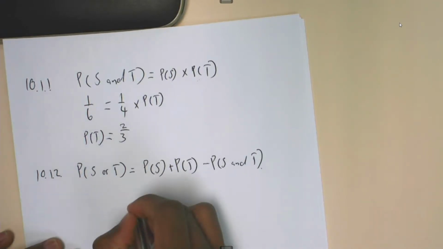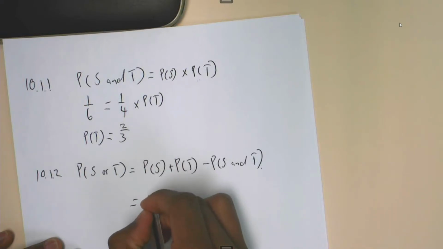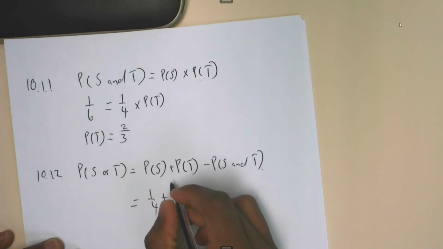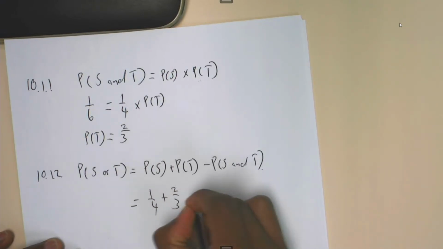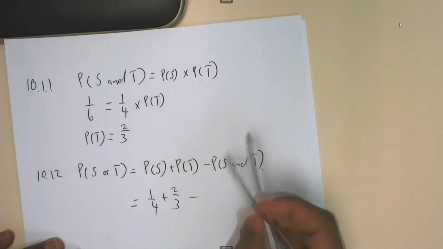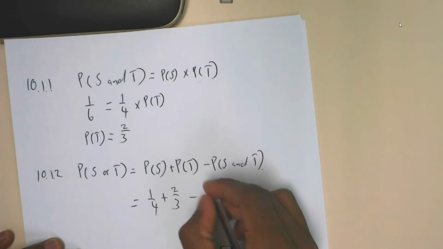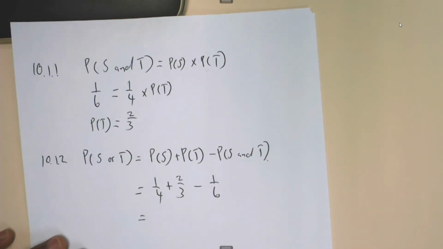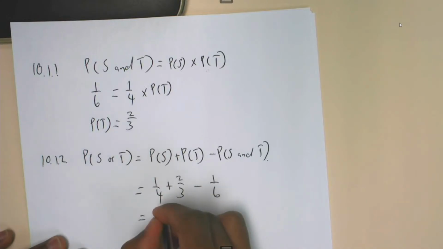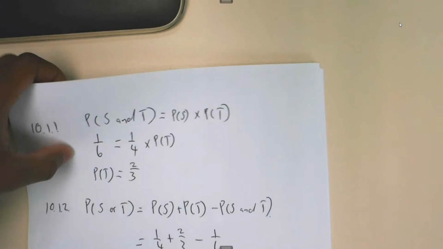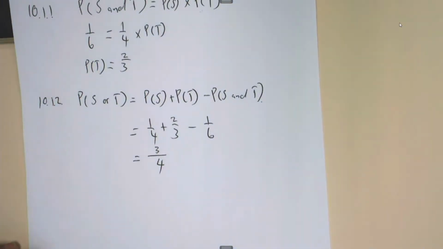All we need to do is to substitute into the equation. If we substitute into the equation, we'll have a quarter, the probability of S is a quarter, plus 2/3, the probability of T is 2/3, and then minus a sixth. After simplifying that, you'll find that we get to the answer of 3/4.